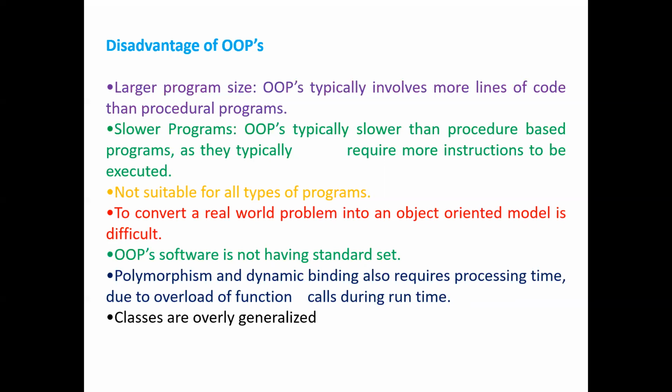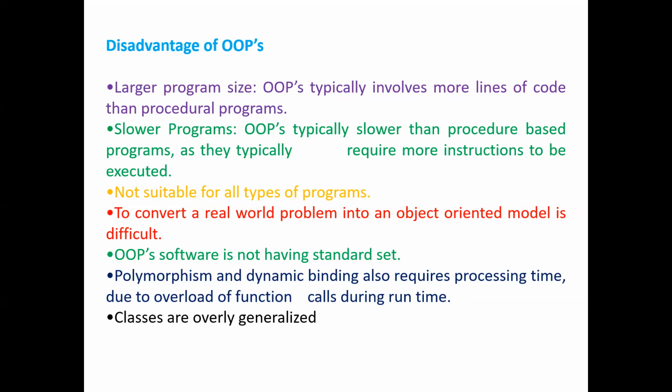First one, larger program size. The length of the program is very big. It is the first disadvantage. Why? Because object-oriented programming typically involves more lines of code than procedural programs. Comparing to procedure-oriented programming, this object-oriented programming size will be large.